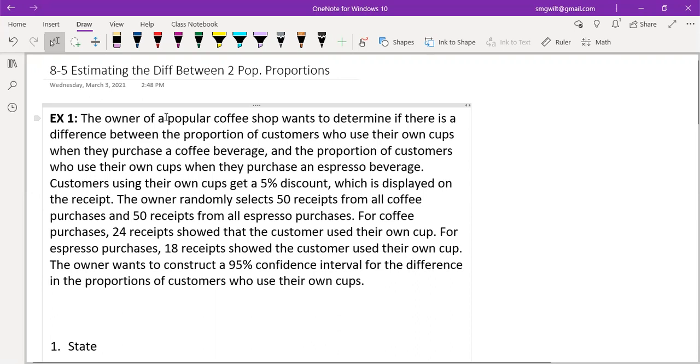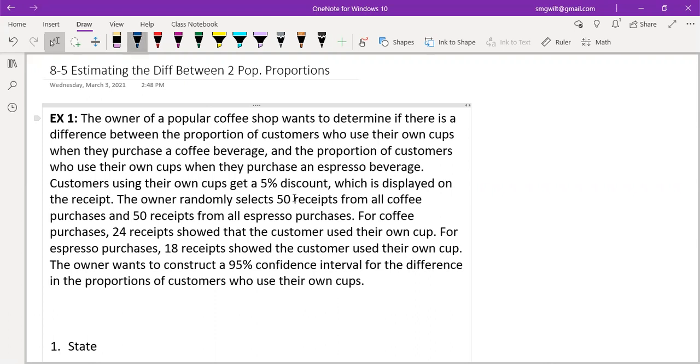So in this example, we have the owner of a popular coffee shop that wants to determine if there is a difference between the proportion of customers who use their own cups when they purchase a coffee beverage and the proportion of customers who use their own cups when they purchase an espresso beverage. Customers using their own cups get a 5% discount, which is displayed on the receipt. The owner randomly selects 50 receipts from all coffee purchases and 50 receipts from all espresso purchases. For coffee purchases, 24 receipts show that a customer used their own cup.